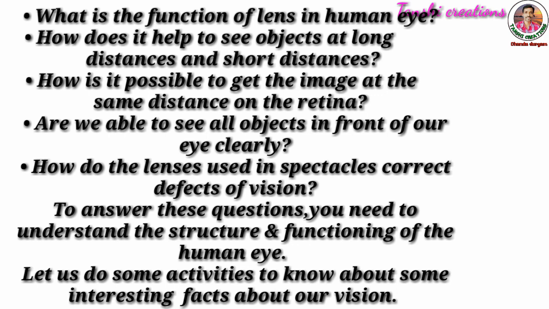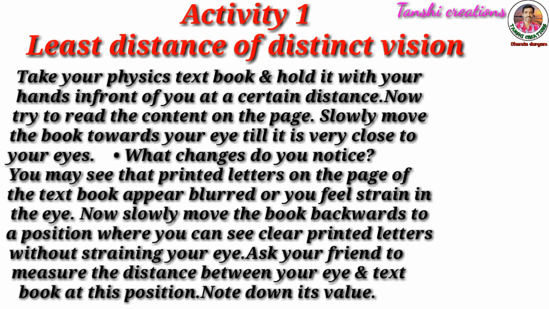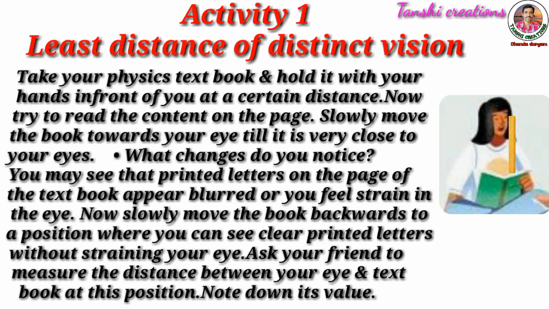Before knowing this, let us do some activities to know about some interesting facts about our vision. Activity number 1. In this activity, we learn about the least distance of distinct vision. For this, take your physics textbook and hold it with your hands in front of you at a certain distance. Now try to read the content on the page.